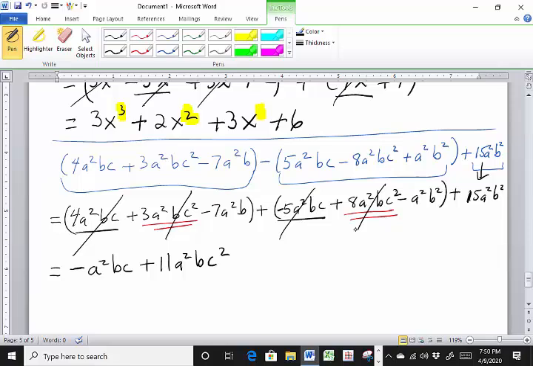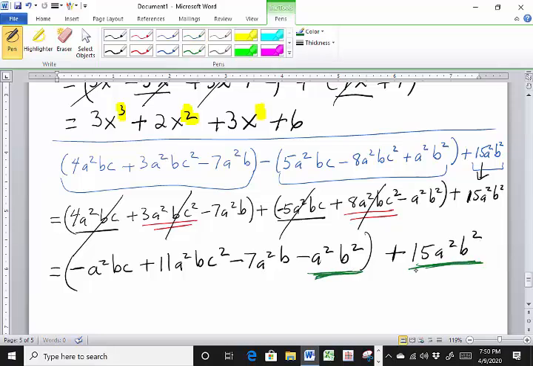And then a squared b, and this says a squared b squared over here on the right. So that's all the like terms we have. So I'm just going to rewrite this, minus 7a squared b, and then minus a squared b squared. Okay. Put those in parentheses, and I'm just going to add this to 15a squared b squared. Okay, well the only thing that's like here is this one and this one, right?